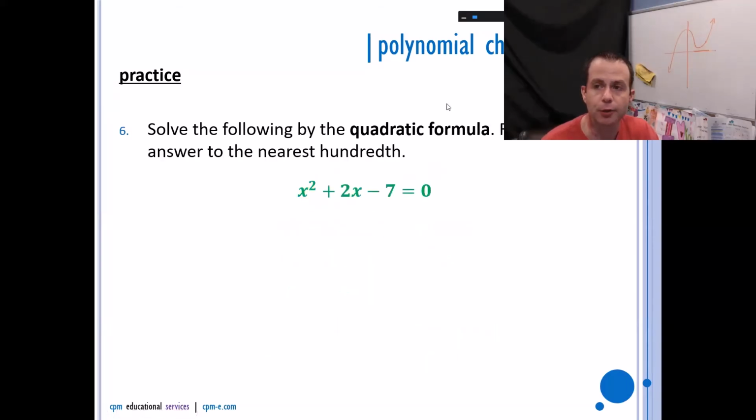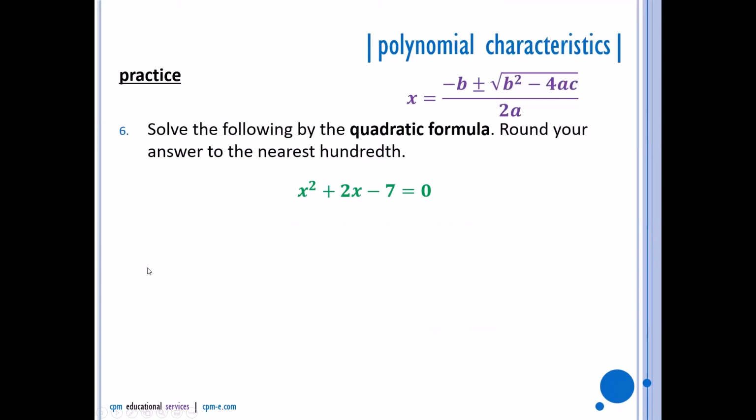All right, now the quadratic formula. The quadratic formula is on your formula sheet. It's not something you have to memorize. So I've put it right here for you. If you want to just quickly copy it down, it's x equals negative b plus or minus the square root of b squared minus 4ac all over 2a.